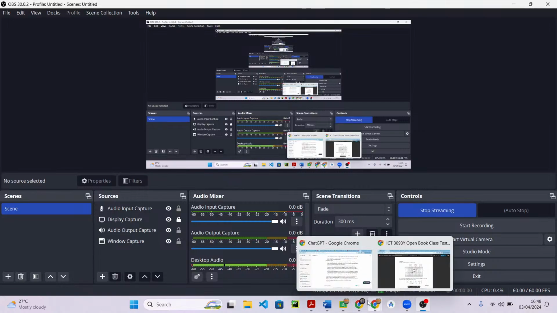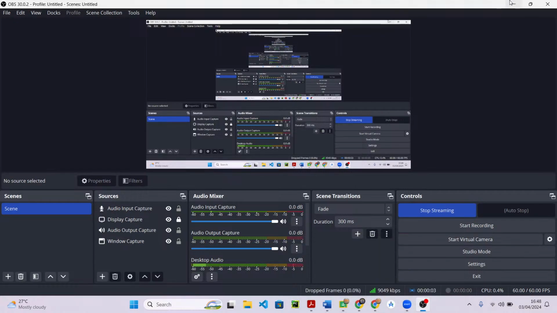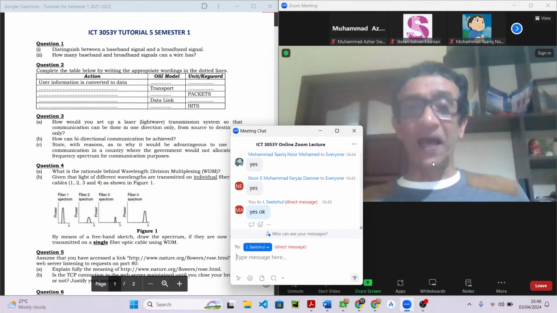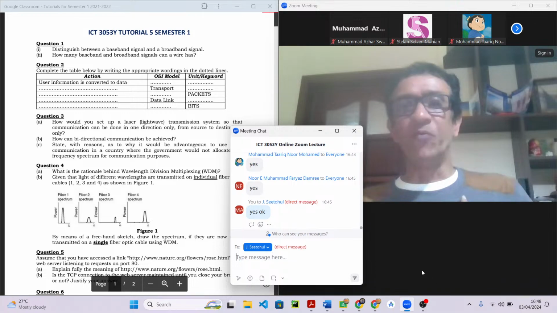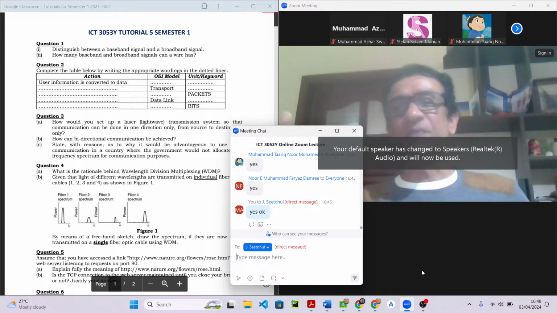It doesn't require a license, right? So we don't need to apply to the government to get a frequency, a spectrum or a frequency, right? Now, what is the rationale? Now, this is from the textbook, from the lecture notes.